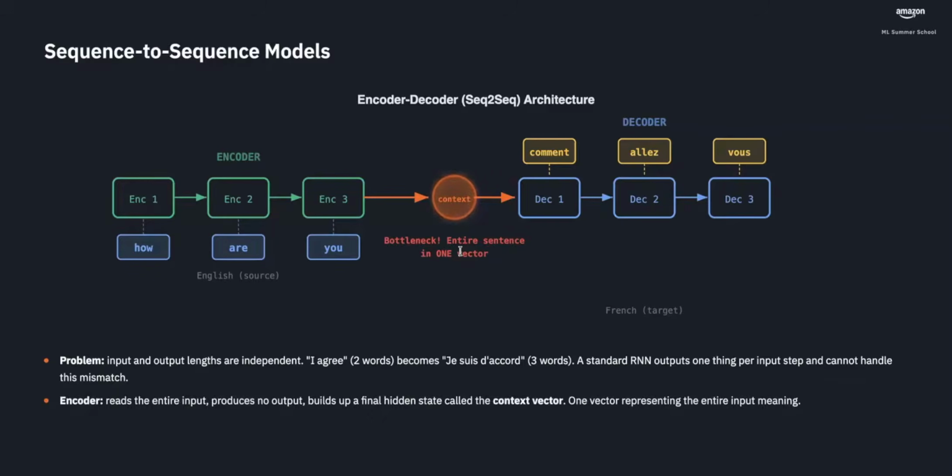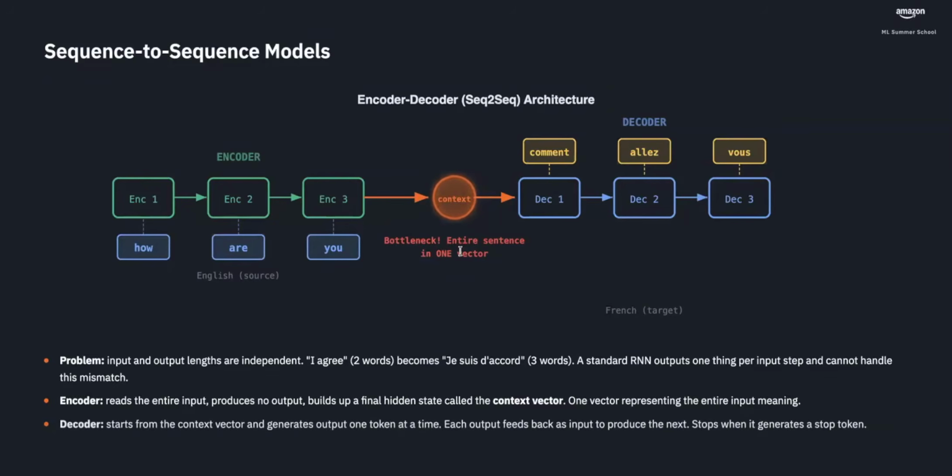The first phase is the encoder. It is a standard RNN, could be an LSTM, could be a GRU that reads through the entire input one token at a time without producing any output. It is purely reading and building up its hidden state. Every word it reads, the hidden state updates to incorporate that new information. By the time it has finished reading the full input, its hidden state contains a compressed representation of everything it saw. The final hidden state is the context vector, one vector supposed to capture the meaning of the entire input sequence.